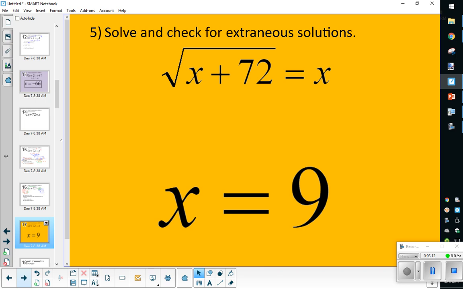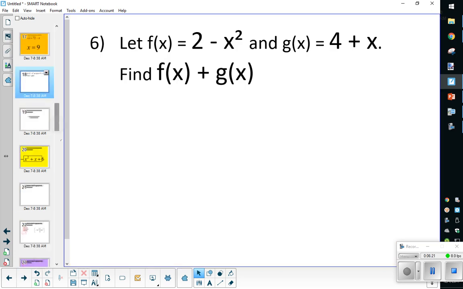That one's one of the hardest ones, but if you can handle that one, you should do pretty well. Questions on 5. Next one. Number 6, let f of x be that and g of x be that. Find f plus g. This is the easiest problem on the quiz, on the test. Make sure you know what you're doing.